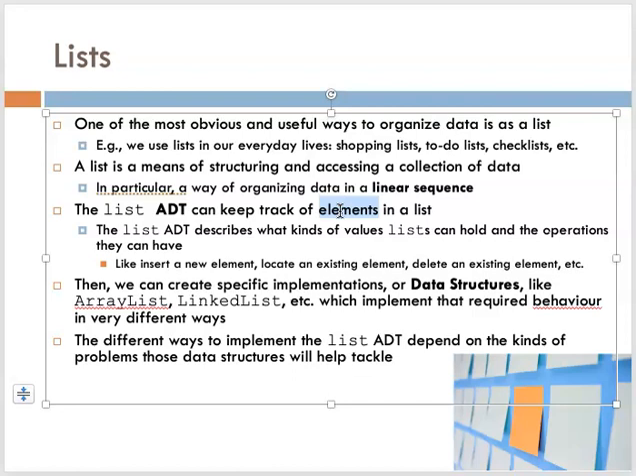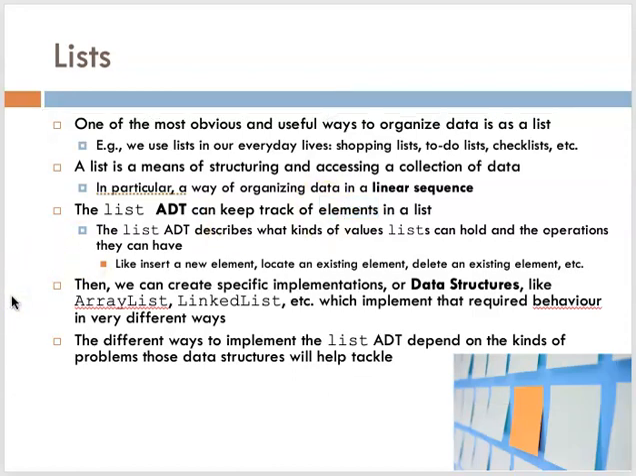We can define this abstract data type called list and take advantage of the features of an abstract data type to define both the attributes or characteristics, as well as the operations or methods that it might have, without defining any of the implementation details. The list ADT describes what kinds of values list objects can hold and the operations that list objects can have, either done to them or done by them. Some of these are things like insert a new element, locate an existing element, delete an existing element, etc.